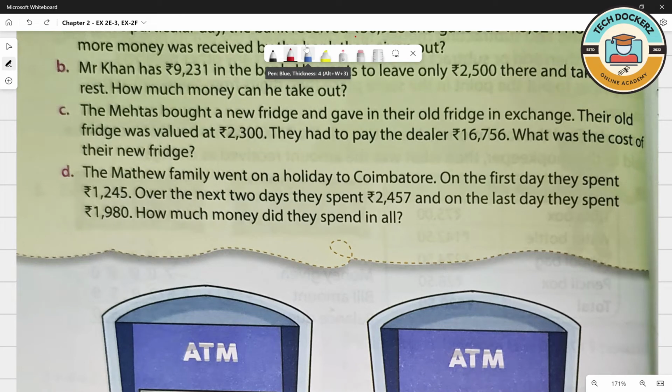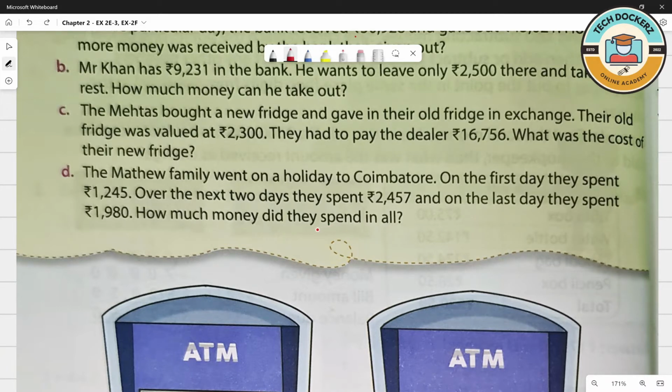Question number 3D. The Mathew family went on a holiday to Coimbatore. On the first day, they spent 1,245 rupees. Over the next 2 days, they spent 2,457 rupees. And on the last day, they spent 1,980 rupees. How much money did they spend in all?